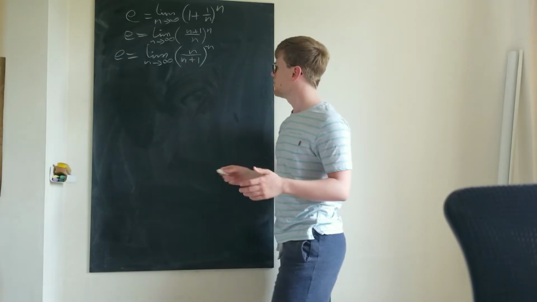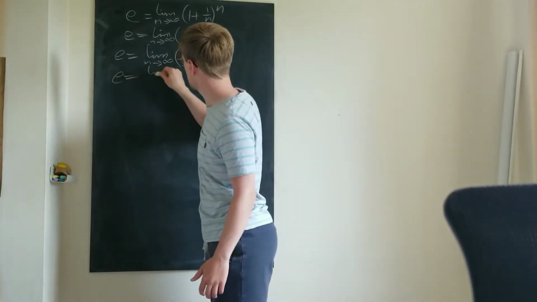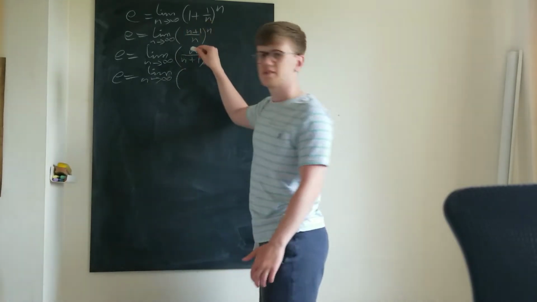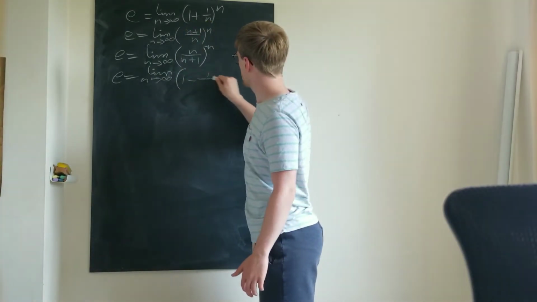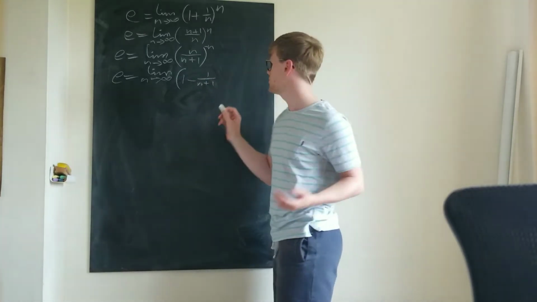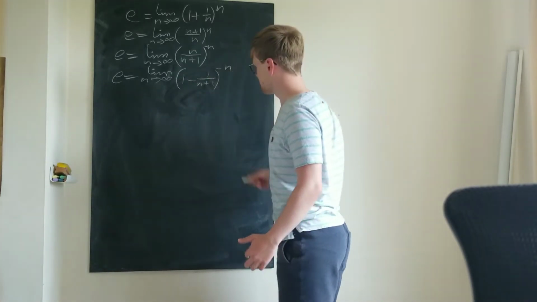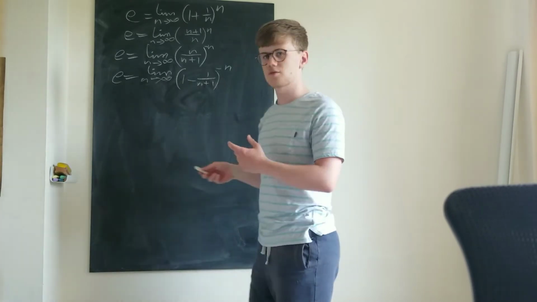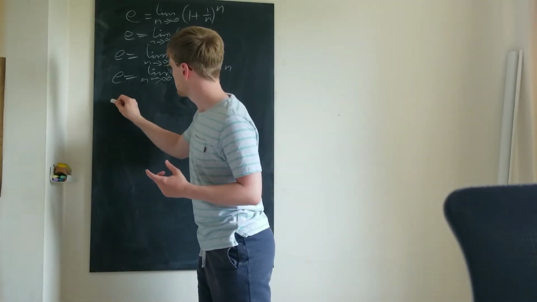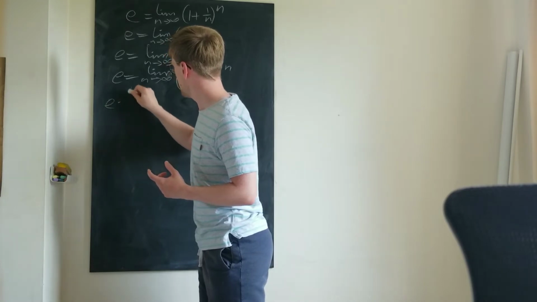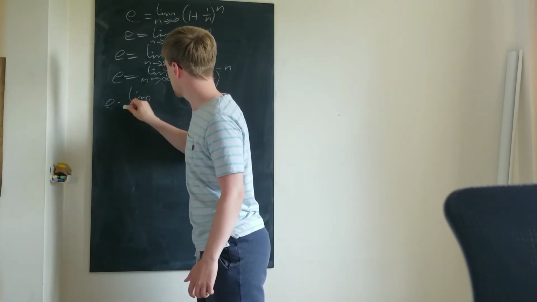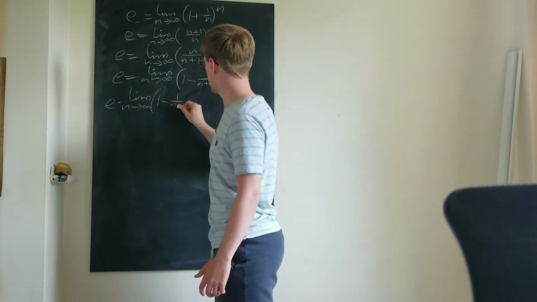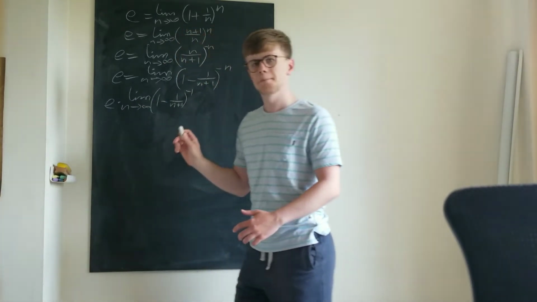And now, I'm going to write this n over n plus 1 as 1 minus 1 over n plus 1. I hope you see that that's absolutely fine. And now I'm going to multiply each side by an expression, which is the limit as n approaches infinity of (1 minus 1 over n plus 1) to the minus 1.